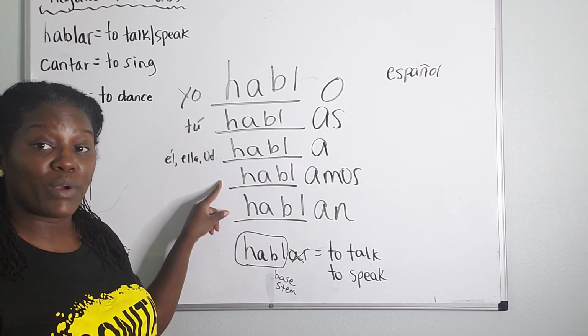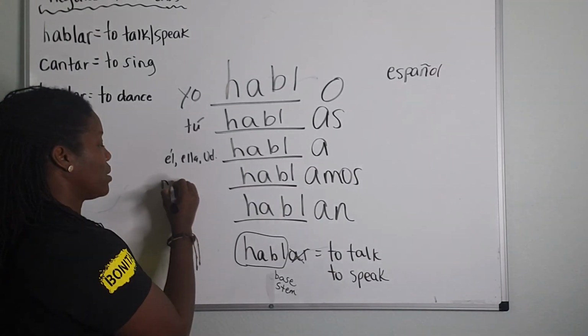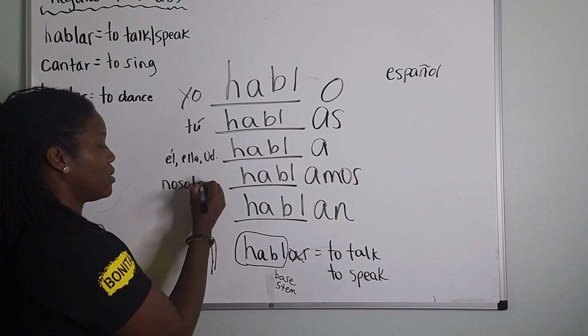Hablamos is the we form. It means we. So the word nosotros means we.